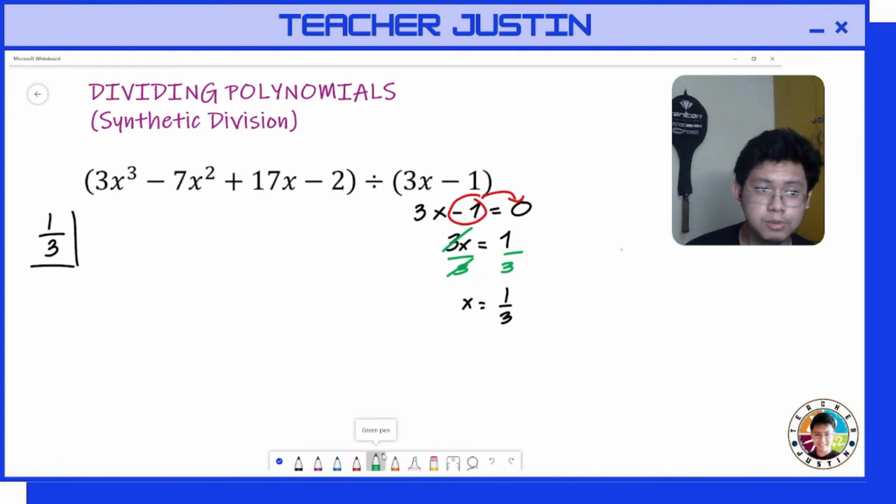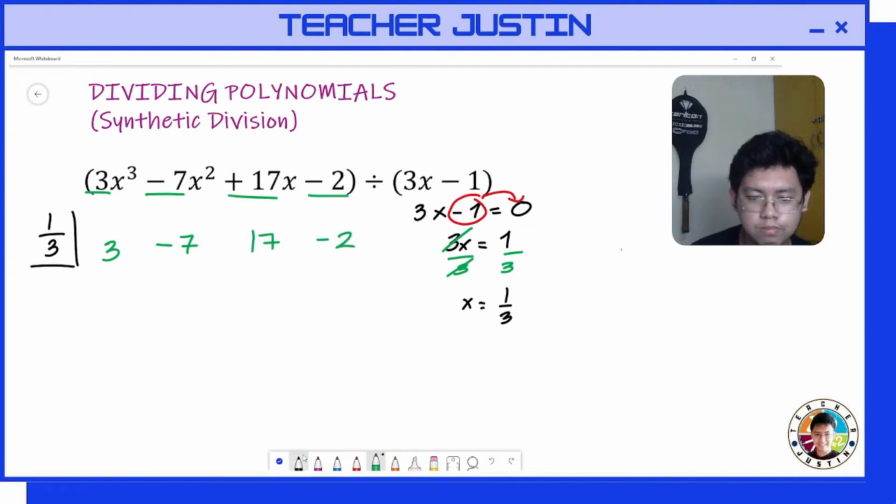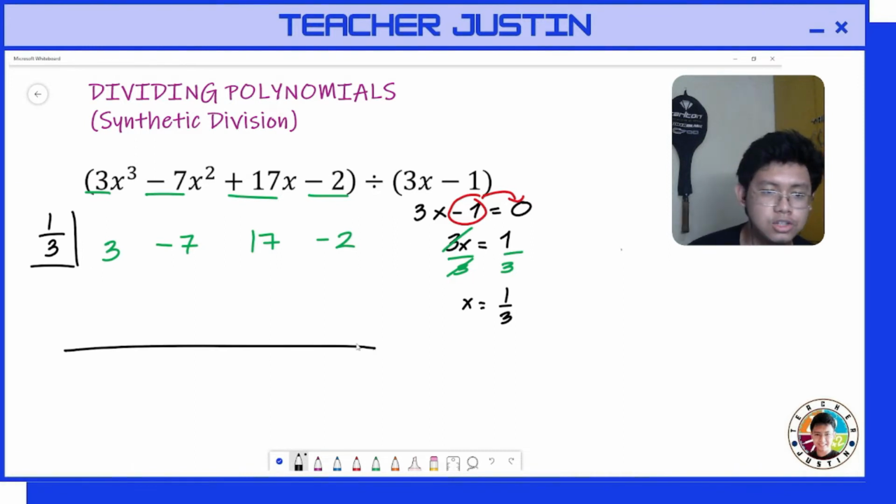So next, let's proceed to our dividend. Our dividend will be the coefficients of our polynomial 3x cubed minus 7x squared plus 17x minus 2. So we just copy the coefficients 3, negative 7, positive 17, and negative 2. Okay, then let's start our synthetic division.